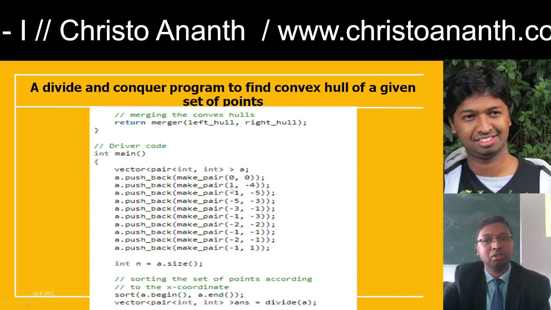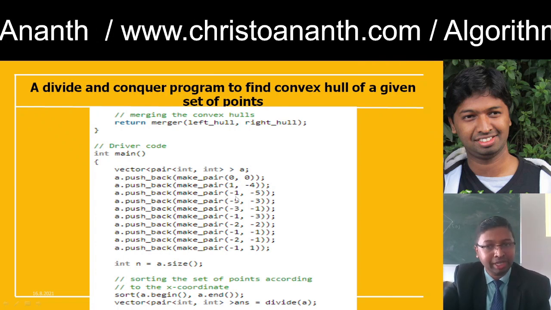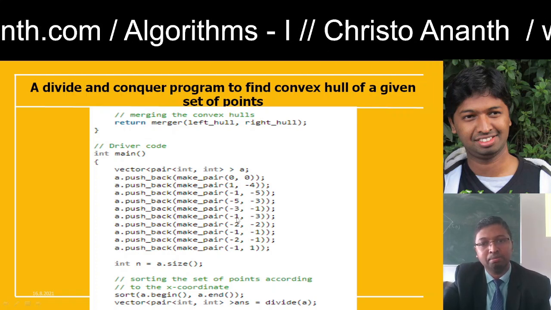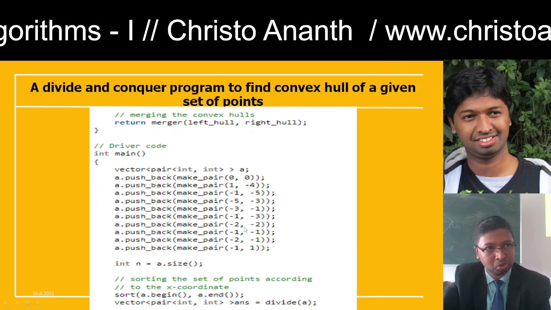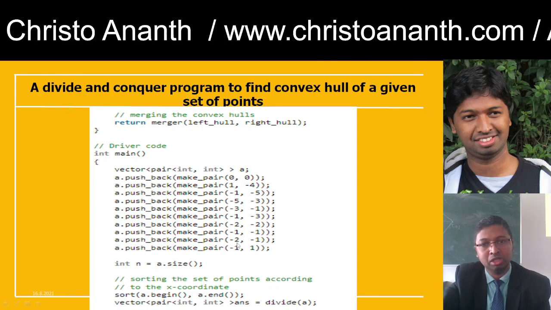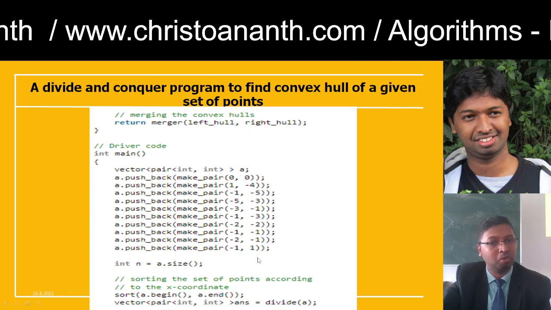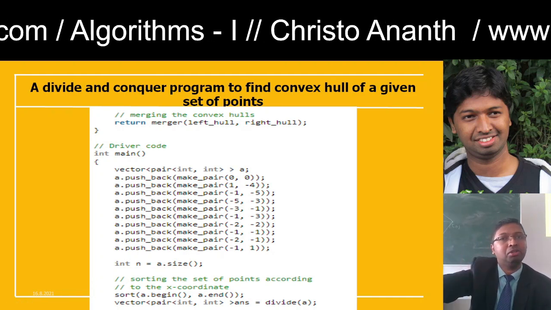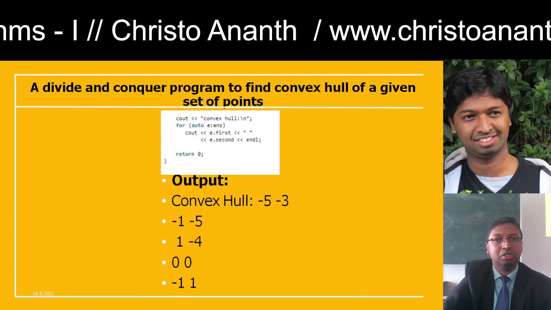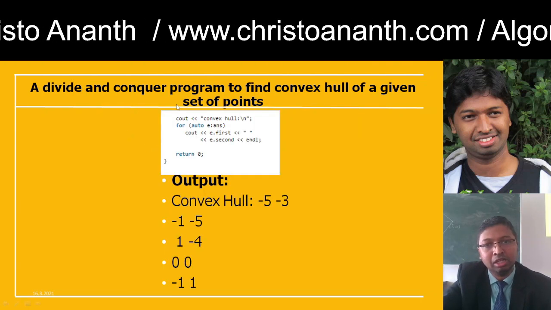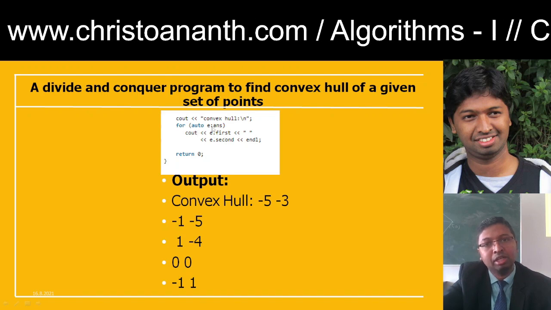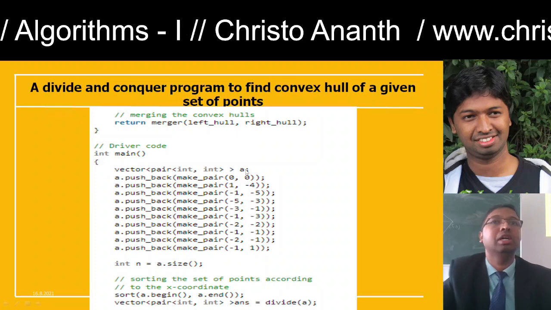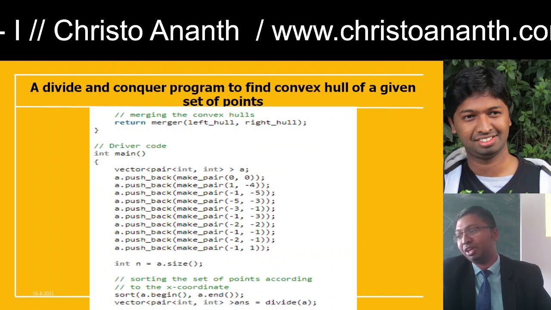So 0 0, 1 comma minus 4, minus 1 comma minus 5, minus 5 comma 3, minus 3 comma minus 1, minus 1 comma minus 3, minus 2 comma minus 2, minus 1 comma minus 1, minus 2 comma minus 1, and 1 comma 1. So first of all, you are going to specify the size, you are going to sort it, and you are going to go with the divide and conquer approach. So cout the convex hull. For this one, you will print e dot first and then e dot second. So my question to you, can you find the convex hull of this given pair of points?